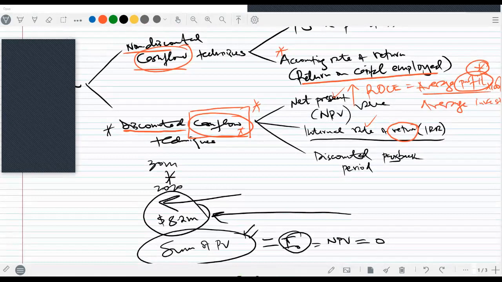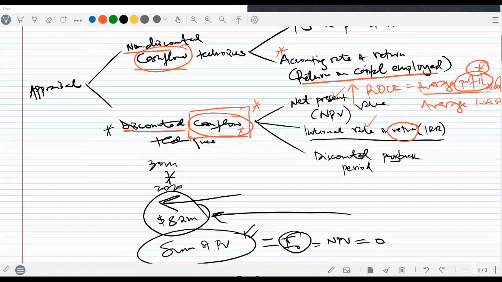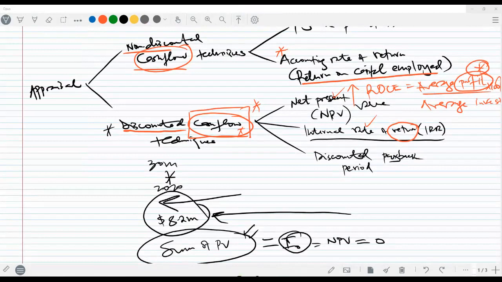So yesterday we did introduce how to do appraisal or investment appraisal. We saw that we can use two main methods: the discounted and the non-discounted cash flow techniques. We did the non-discounted cash flow techniques, both of them: the payback period method and the return on capital employed.